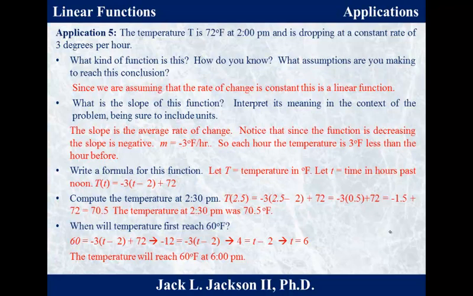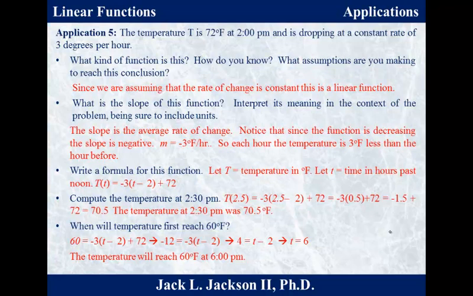So compute the temperature at 2:30 p.m. Now 2:30 p.m. is exactly halfway between 2 and 3, so that's a t value of 2.5 because it's exactly 2.5 hours after noon. So we just plug 2.5 into capital T. 2.5 minus 2 is 0.5, so in other words, half an hour has elapsed since 2 o'clock p.m. Multiply by negative 3, that gives you negative 1.5. That's the change in the temperature, and we add that to our original 72, so that gives us 70.5. So the temperature at 2:30 p.m. was 70.5 degrees Fahrenheit.